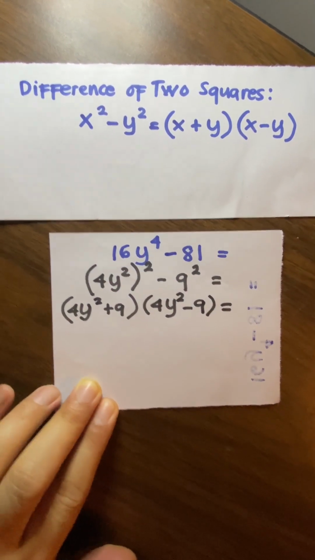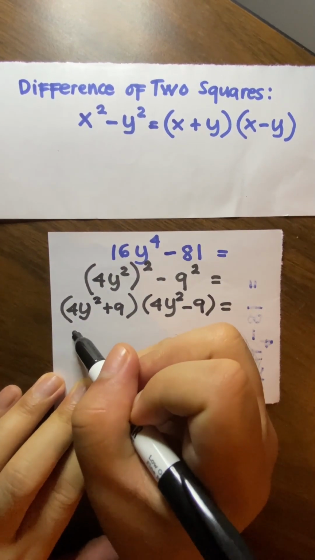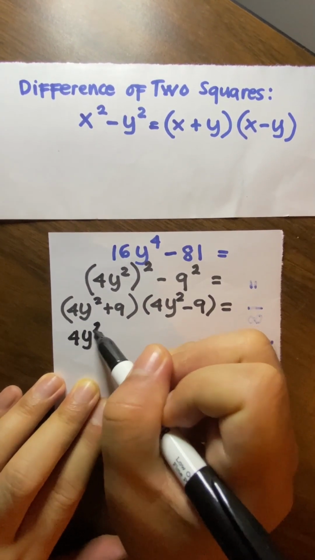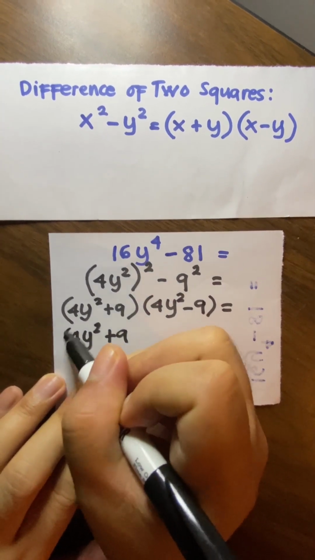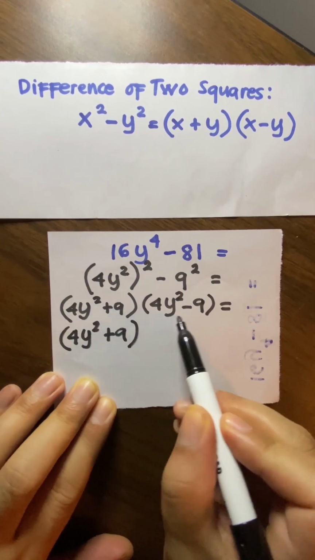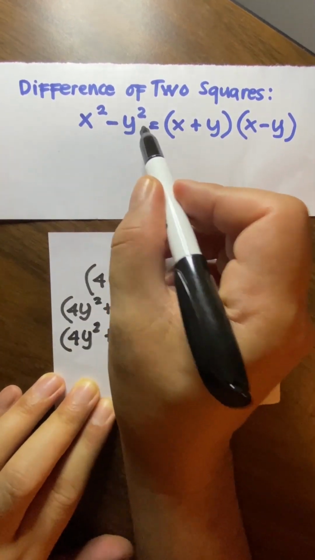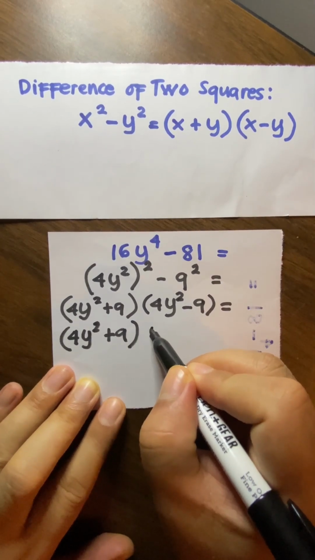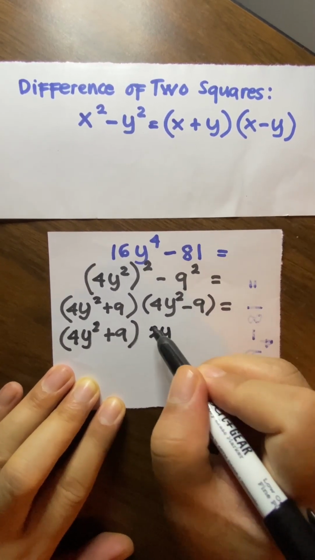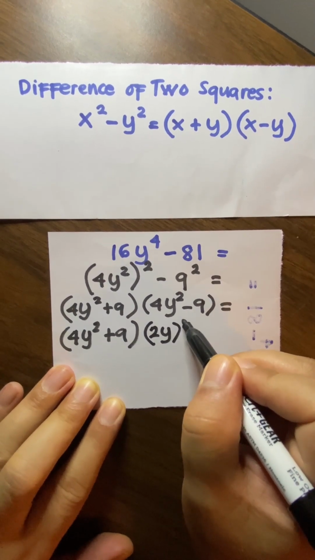Do we now have the final answer? Unfortunately, the solution is not finished yet. That is because 4y squared minus 9 is a difference of two squares. Thus, we need to simplify it further. So we rewrite 4y squared minus 9 as 2y then squared minus 3 squared.